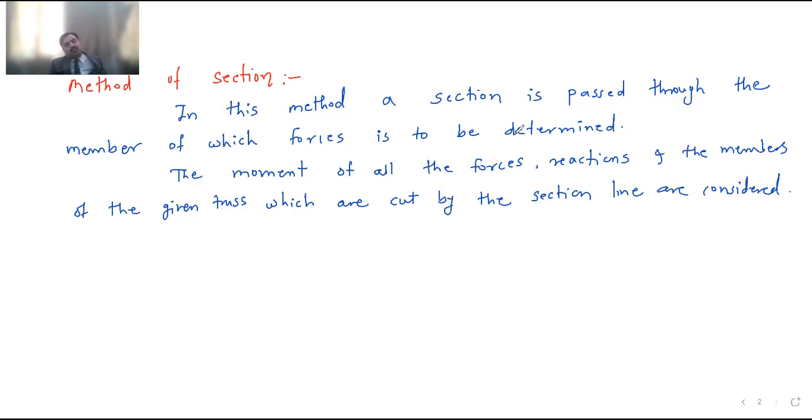Okay, and the forces and the reactions we consider where we are considering the equilibrium. If we consider the equilibrium of left hand side, we will consider all the forces and the reactions from the left hand side. If we consider the equilibrium of right hand side, then we will consider all the forces and reactions from the right hand side. But remember one thing, even if you are considering the equilibrium of right hand side or left hand side, still you can take the moment at any joint. That is the key point in the method of section.